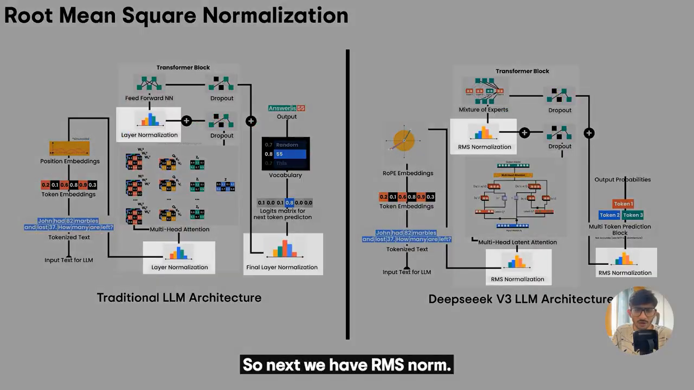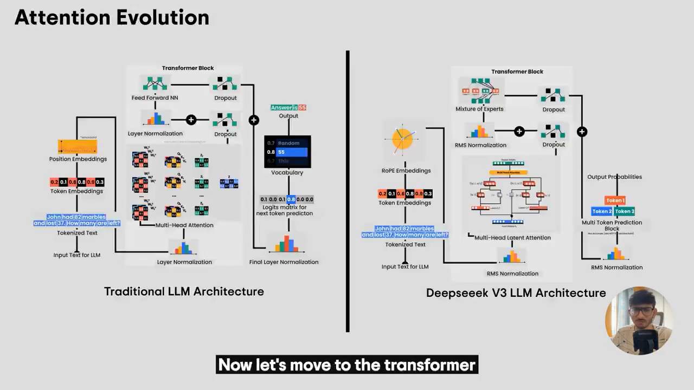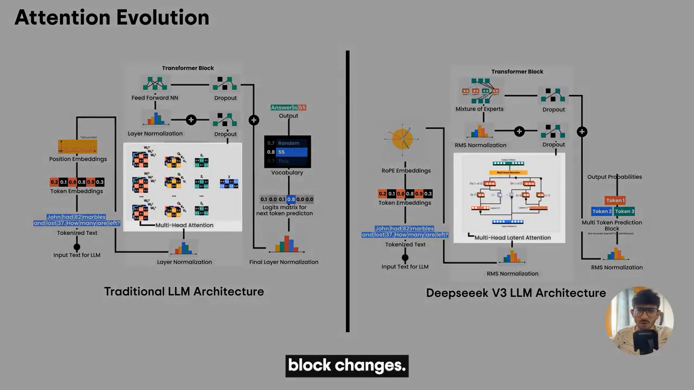So next we have RMS Norm. The layer norm has been changed to RMS Norm, basically the root mean square norm. The key part is that it removes the mean centering step. RMS Norm only scales by magnitude, making it much simpler and faster. Now, let's move to the transformer block changes.